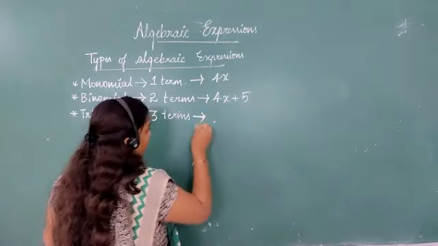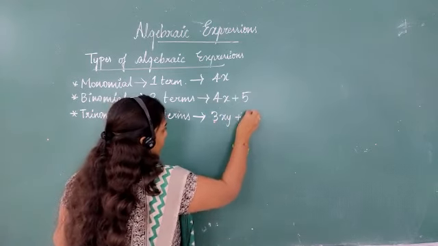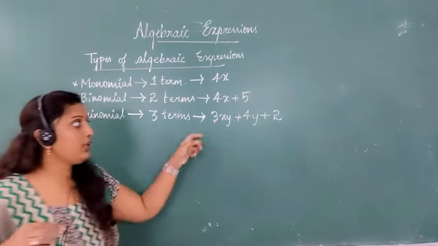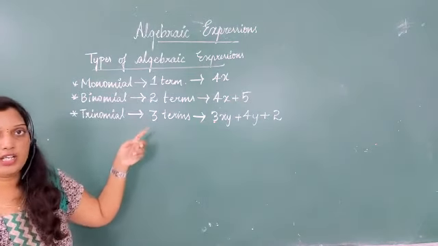And for trinomial, one more example I can take: 3xy plus 4y plus 2. Here you can see 3 terms are present, so it is called a trinomial.